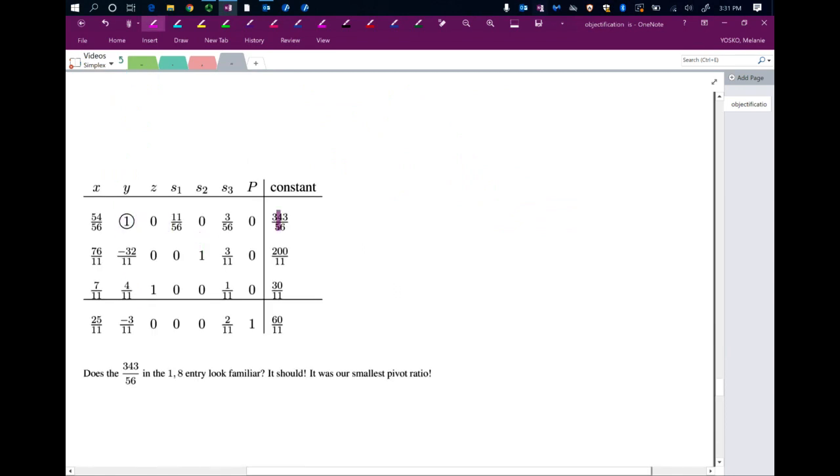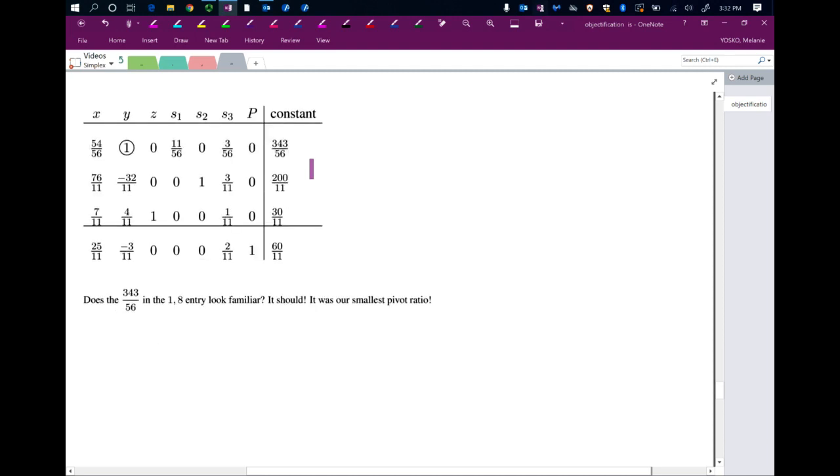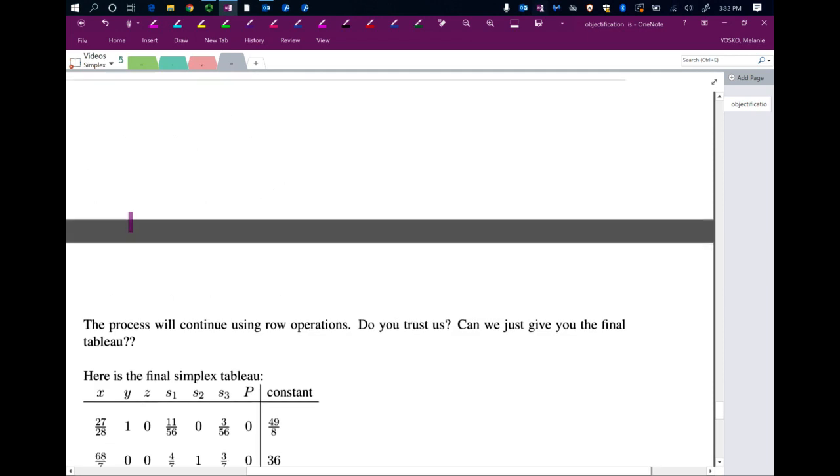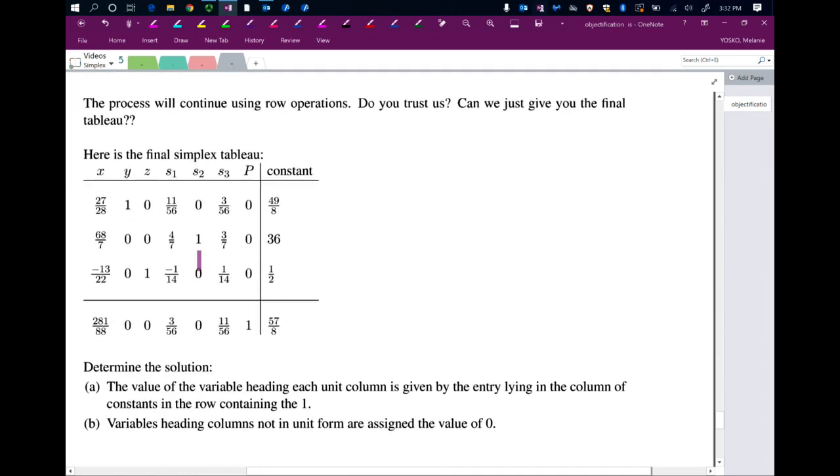up with this. Now this 343 over 56 should look familiar. That's what we had when we did our pivot ratio, right? Okay. And we would keep going, right? We do row operations. We would change this to a 0 and this to a 0 and this to a 0. You getting tired yet? Is it okay if I just tell you the answer? So here's the final simplex tableau.